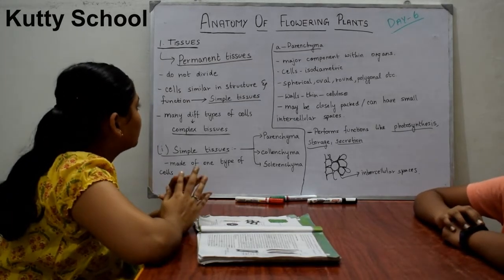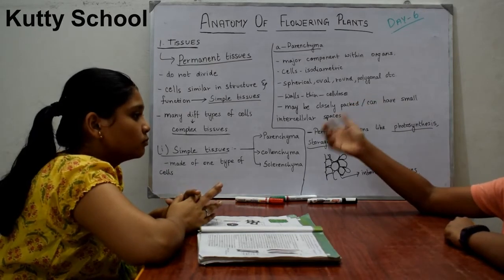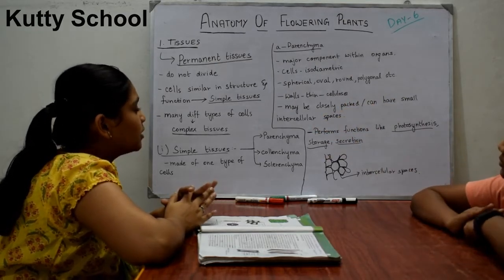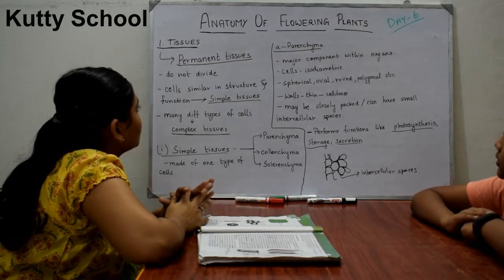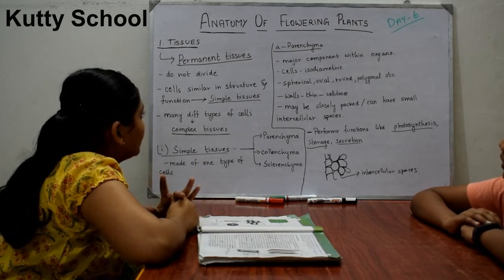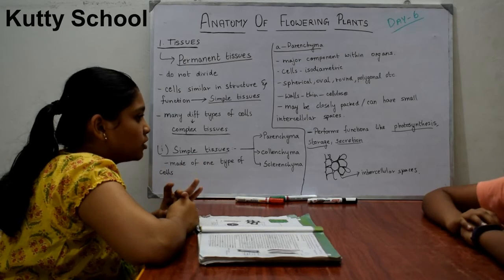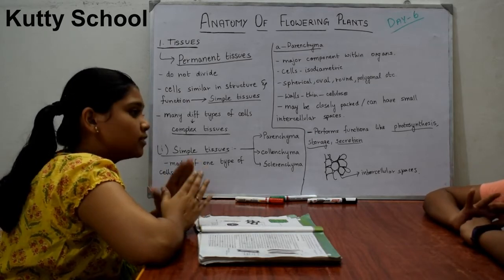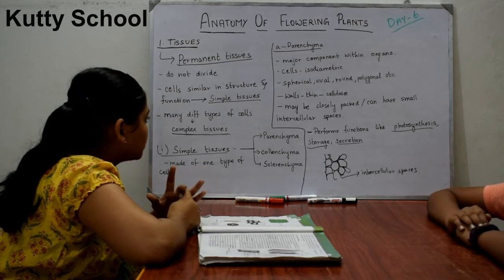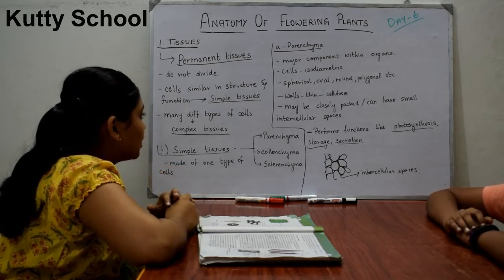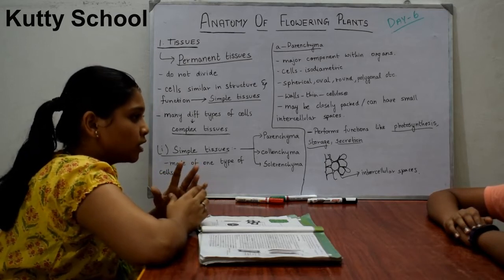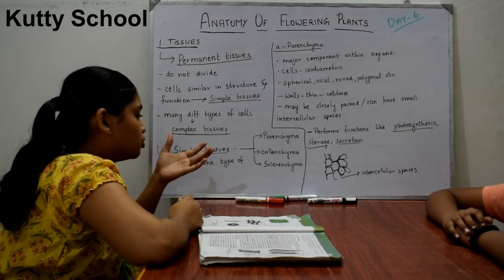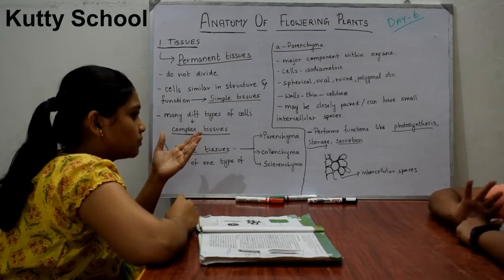Some cells can regain the property of meristematic tissues, but we cannot generalize. Here, permanent tissues do not divide. When cells are similar in structure and function, these are known as simple tissues. And those tissues which have many different types of cells are known as complex tissues. Now we are going to see simple tissues, which have the same cells, a subtopic under permanent tissues.